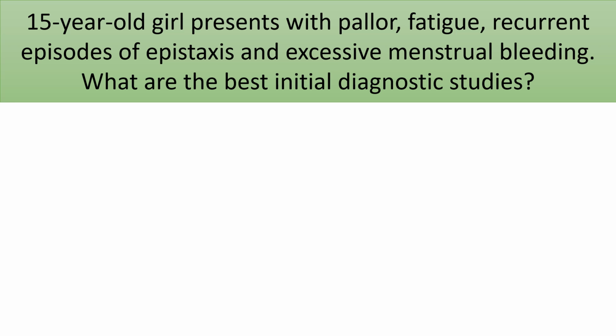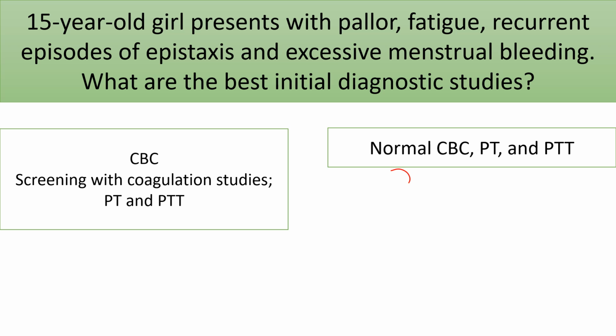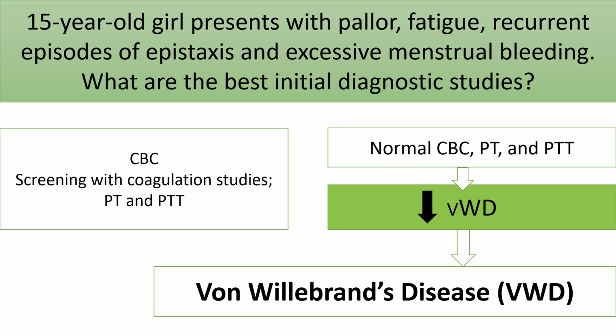A 15-year-old girl presents with pallor, fatigue, recurrent episodes of epistaxis, and excessive menstrual bleeding. What are the best initial diagnostic studies? CBC, PT, and PTT. All are normal. What is the next step? You decide to order von Willebrand factor activity, and it came back low. So this is von Willebrand disease, and it is very important to know that in 25% they may have prolonged PTT.